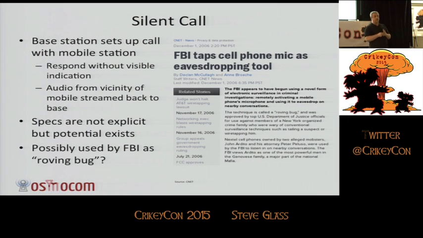And what a silent call does is very similar to the blind call, which is I'm going to talk to your telephone and cause it to do something quietly, without your knowledge, just like paging does, just like any other response. In this case, turn on the microphone, digitize the audio, and send me that stream of audio back to the base station where I can intercept it. And the story I've got from the side, this FBI tap cell phone mic as eavesdropping tool, appears to be what they used to basically listen in on mafiosi in America during a trial going back many, many years.